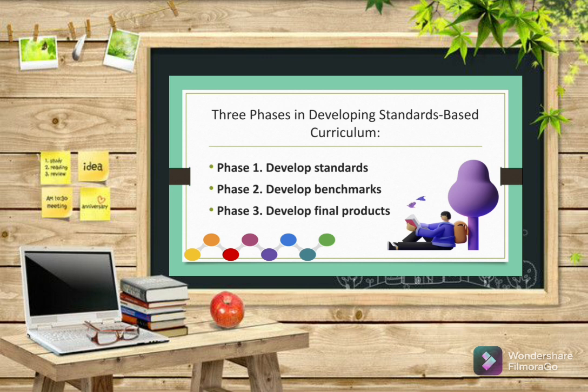So phase 3 is develop final products. In developing final products, first is use standards and benchmarks to produce a scope and sequence chart. Second is decide on curriculum guide content. And the third is analyze benchmarks into learning objectives. So Glatthorn's model is an example of a linear and rational curriculum development model.